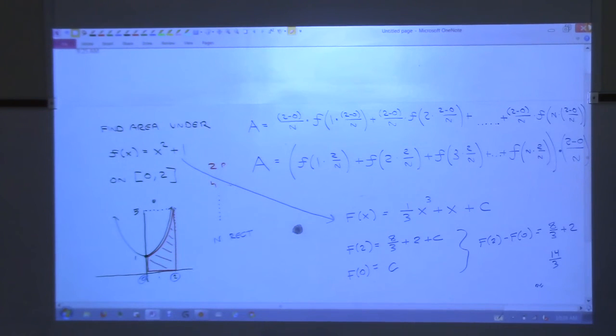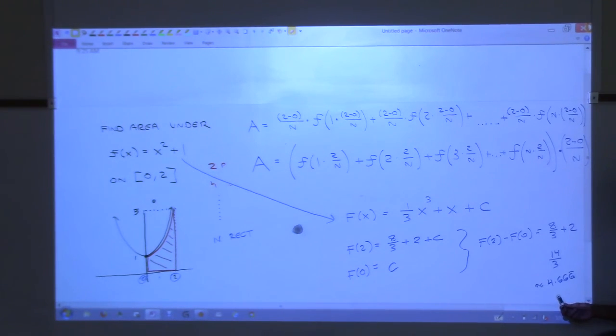14/3, which is approximately 4.666 forever, I think. Yes? 4.666, yes? Guess what this is? This is the devil's number, yes. Guess what this is? This is the area under the curve.